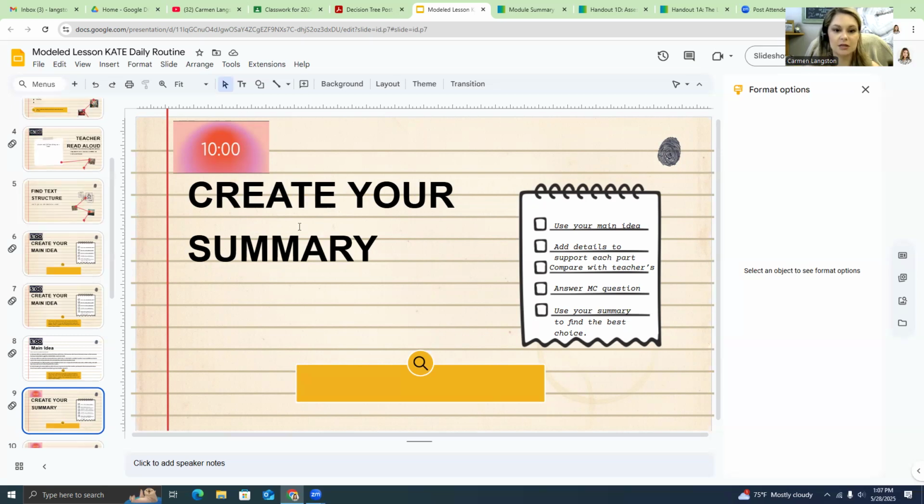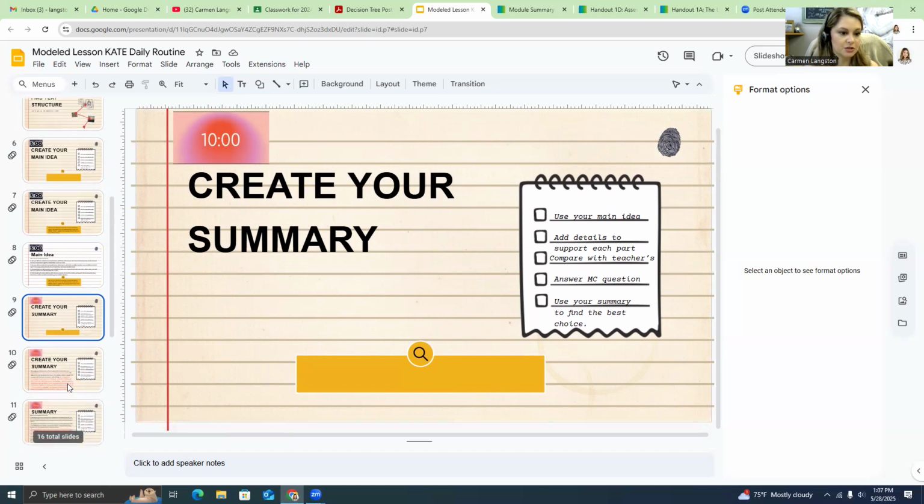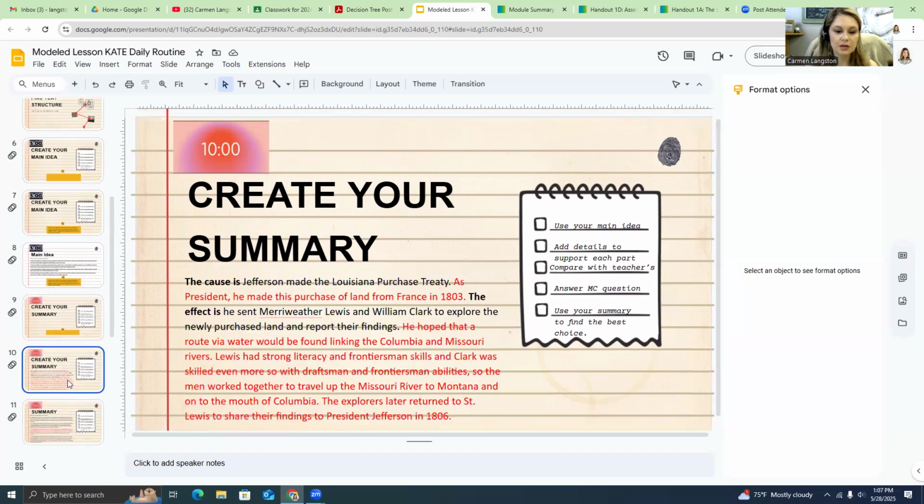So I'm going to give them about 10 minutes to go ahead and write that summary. Once we are finished, then I'm going to show mine. Okay, so boys and girls, here's mine. Let's take a look. The black part is my main idea. That's the part that was already there. Let's look at the red. This is the portion that I added.